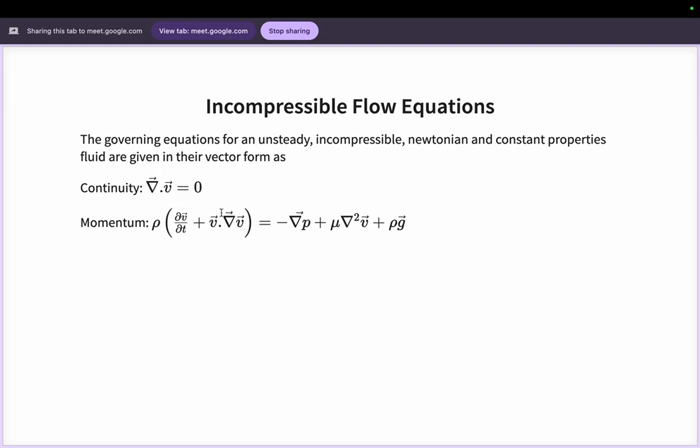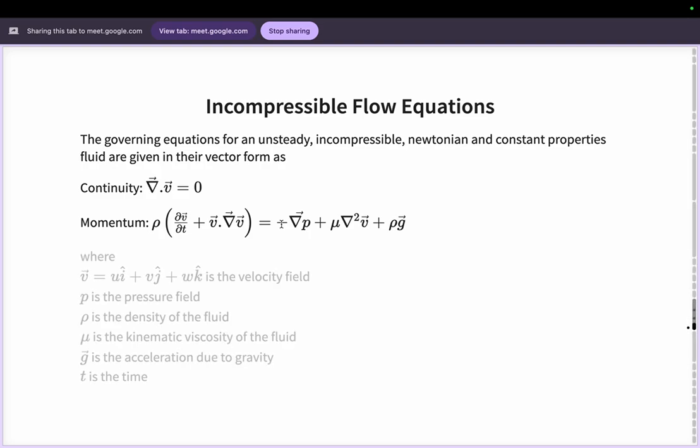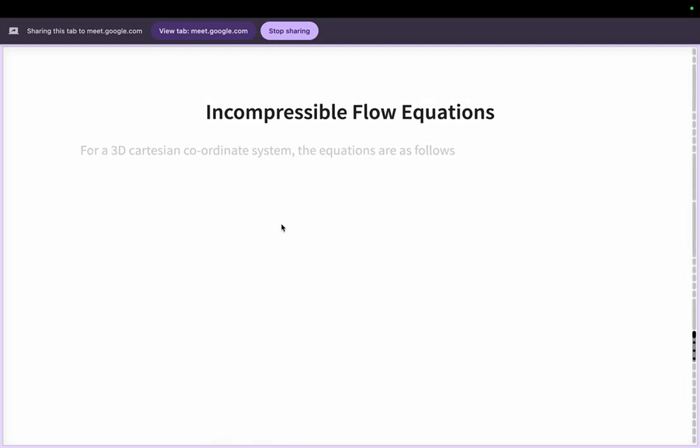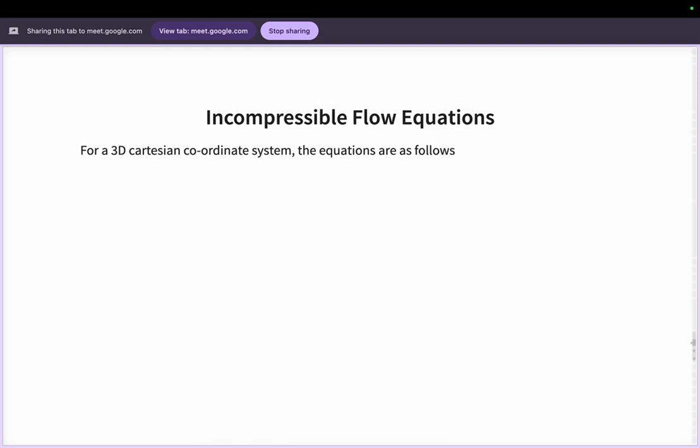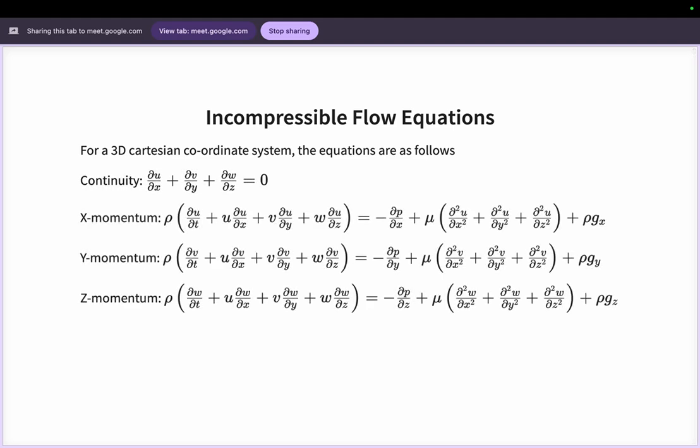So then this is basically the net force, which is balanced by your viscous forces, body forces, and then the pressure forces, hydrostatic forces. If you want to write it in the Cartesian coordinate system, these are the equations you have.